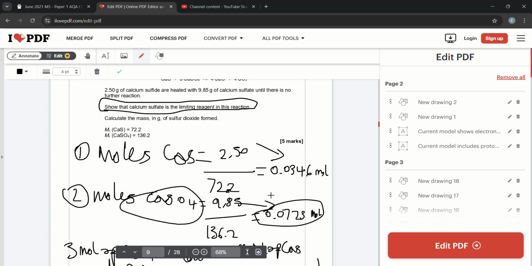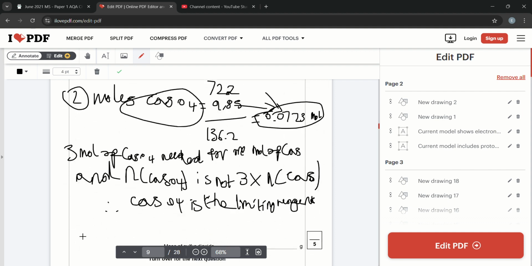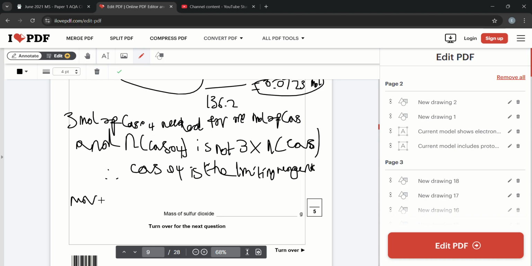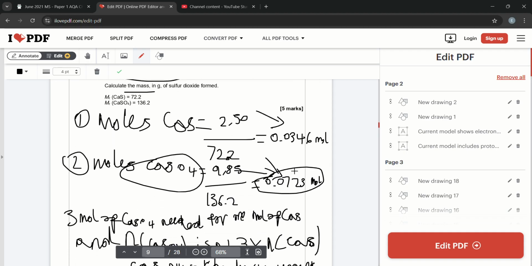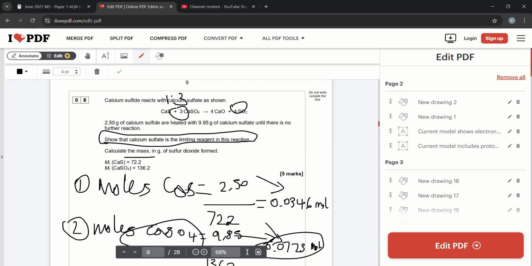And so therefore we're going to use these moles when we're trying to work out the mass of sulfur dioxide. Moles and mass over Mr. Mass is going to be the moles of sulfur dioxide. Well, it's a 4 to 3 molar ratio, so we need to times this by 4 over 3. So it's going to be the moles, not of calcium sulfide, that's in excess, but calcium sulfate, because that's the limiting reagent, and the limiting reagent determines when the reaction stops.